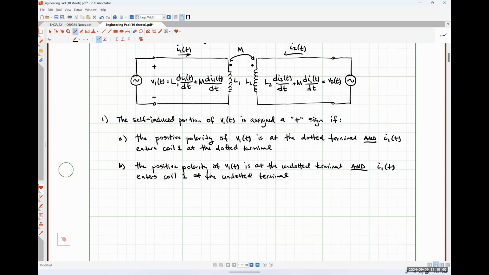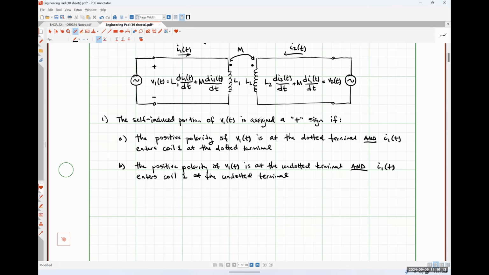So effectively, if we were to change the polarity of the voltage V1 and the current I1, or the direction of the current I1, that would also give us a positive sign on this self-induced portion. These are the only two criteria on which the self-induced portion will have a positive sign. So if only one of the things is met, it gets a negative sign, okay?